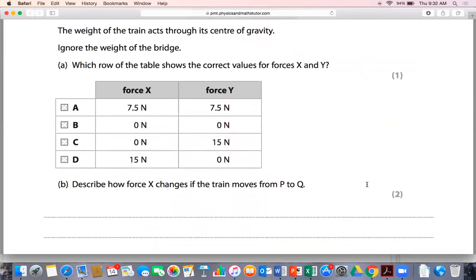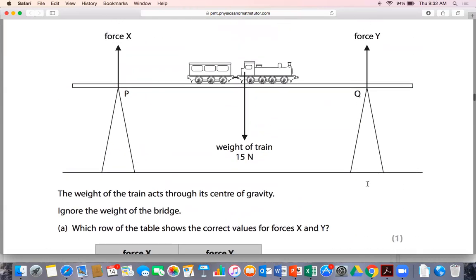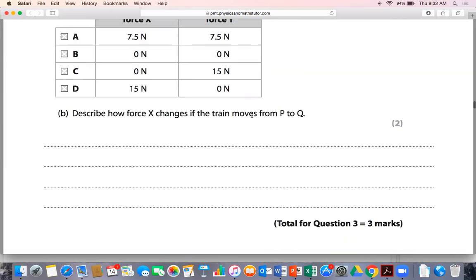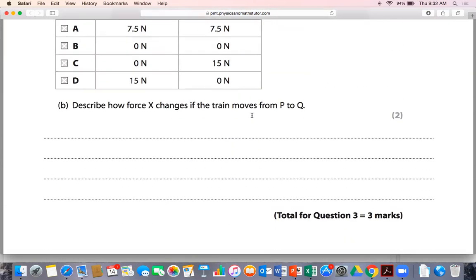Describe how force X changes if the train moves from P to Q. So the train is moving from P going to Q, in the right-hand side direction. What will happen to the force on X? It will go higher. No, lower. Okay, so the force X decreases.